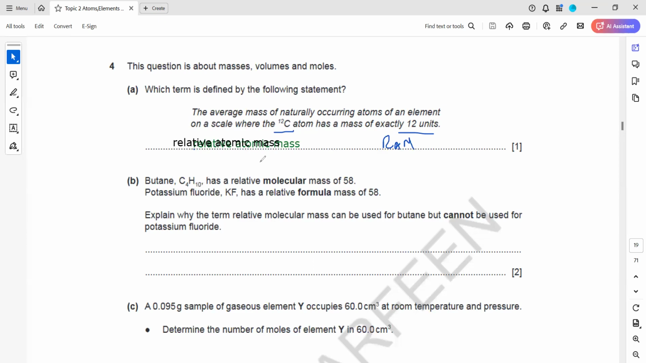Butane, C4H10, has a relative molecular mass of 58. Potassium fluoride has a relative formula mass of 58. Explain why the term relative molecular mass can be used for butane but cannot be used for potassium fluoride. What is the reason?